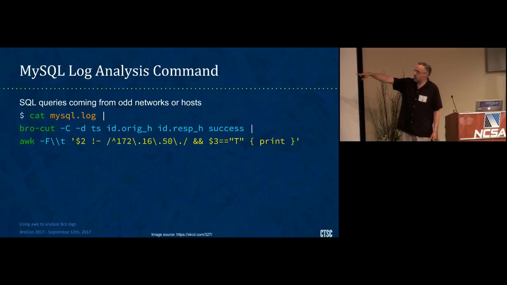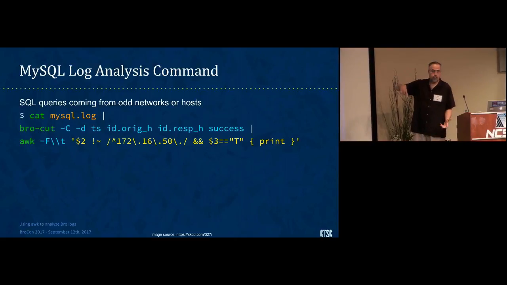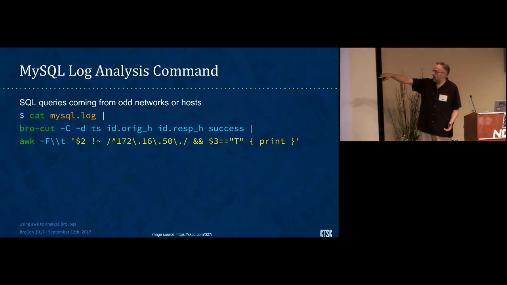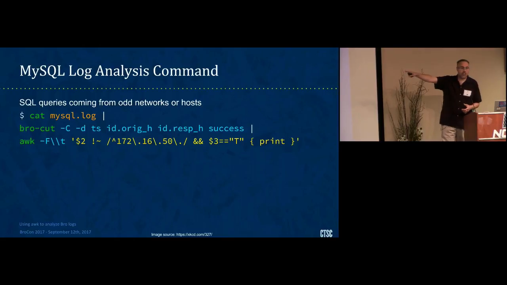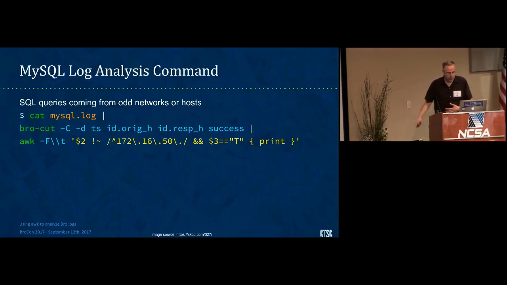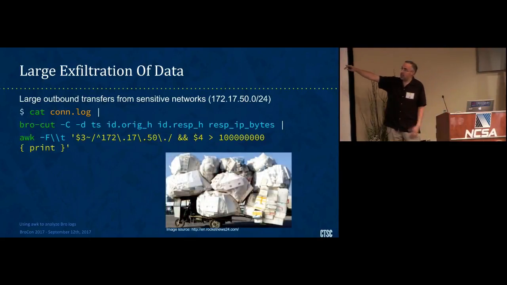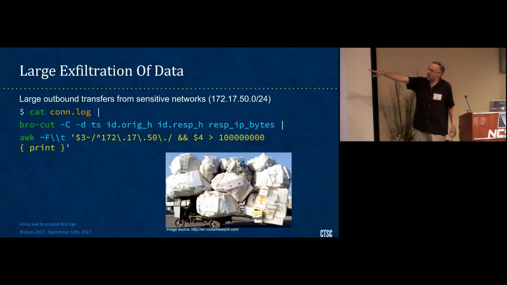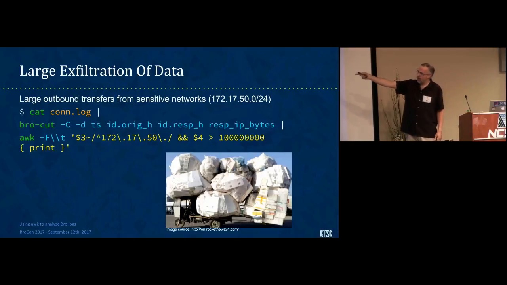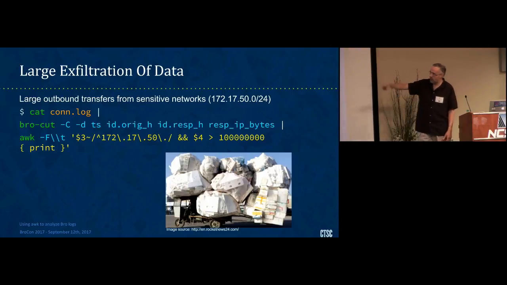You might also use this to determine things about an IP address. I say if the second column, the origin host, is on this network and the query success was true, then print out. Actually, I say if it's not in your network. So this might be queries coming from the outside to an internal host and making successful queries, which you might care about. You can also detect large exfiltrations of data, an outbound transfer. So if the origin host is, actually, I have that mixed up. Okay, so if it's coming from this network 172.17.50 and it's transferred more than 100 million bytes, then print it out.